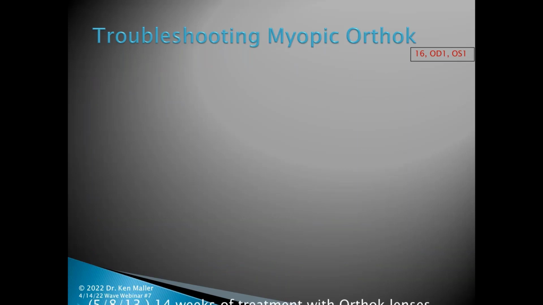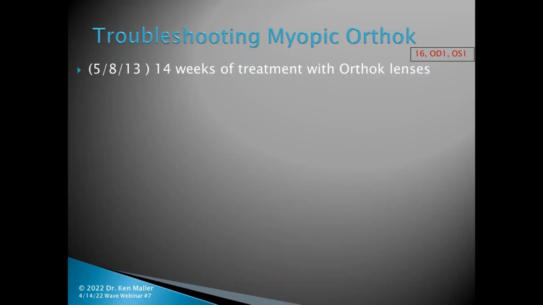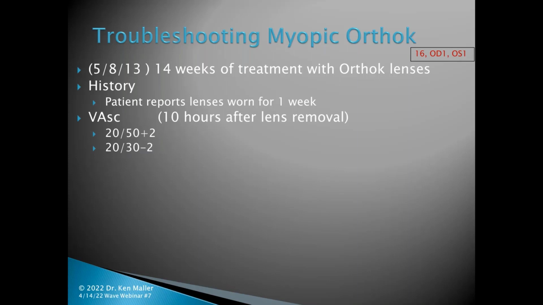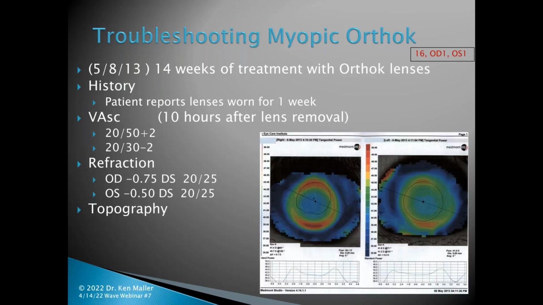At the 16th visit, he came in wearing the first right and first left lenses. He's 14 weeks into treatment with his Ortho-K lenses. He's been wearing these for a week. 10 hours after removal, right eye once again is a little more undertreated than the left eye at 20/50, and the left eye is at 20/30 uncorrected. And again, we're back at around 3/4 diopter, half a diopter of undercorrection, which is kind of how this case started at the very beginning. Topography, very, very similar to the way it looked at the beginning of the case.